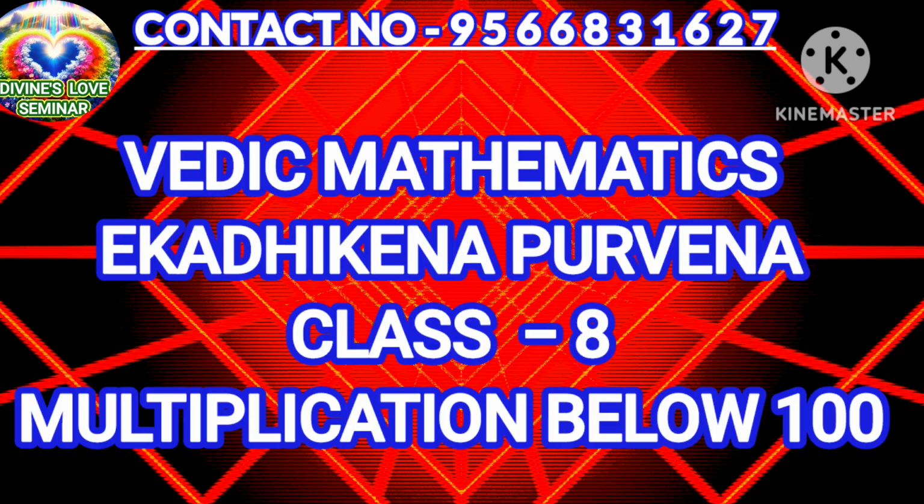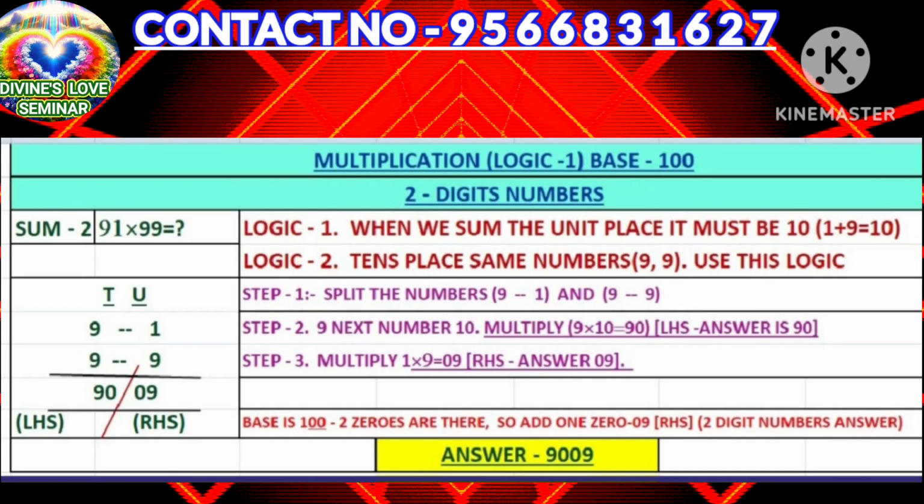Vedic Mathematics, Ekadhikena Purvena, Class 8, Multiplications below 100. Sum 2: 91 into 99. Multiplication we have to do with the same logic, but the base is 100. If the base is 100, the right side answer should be a 2-digit number. Keep that in your mind.